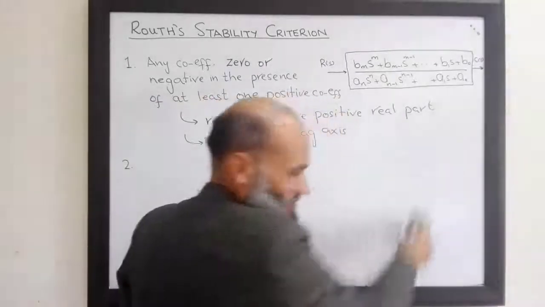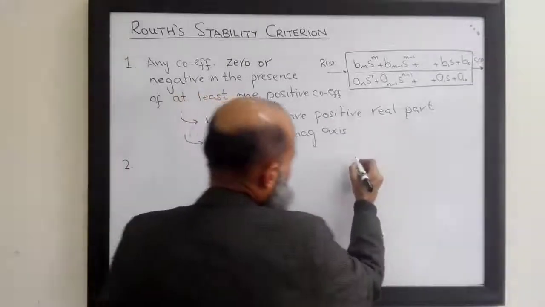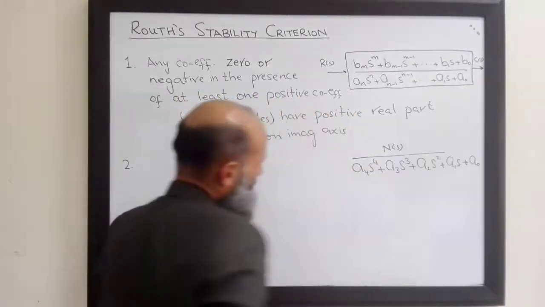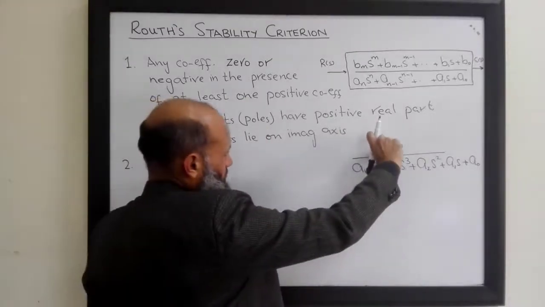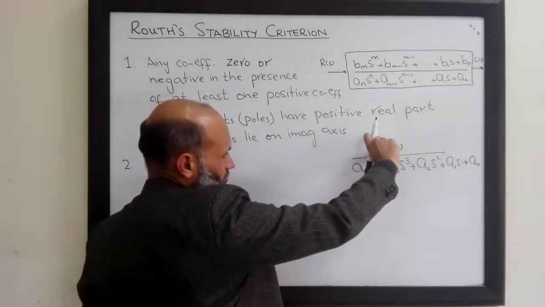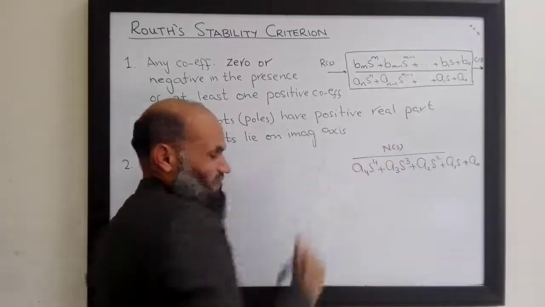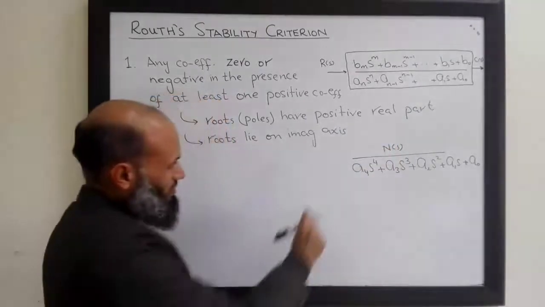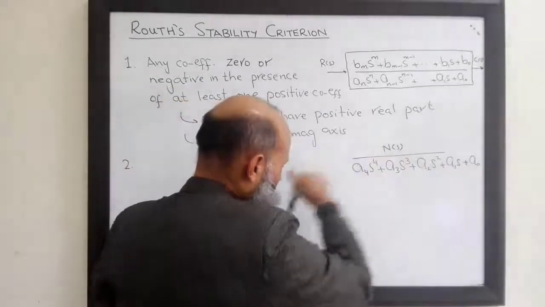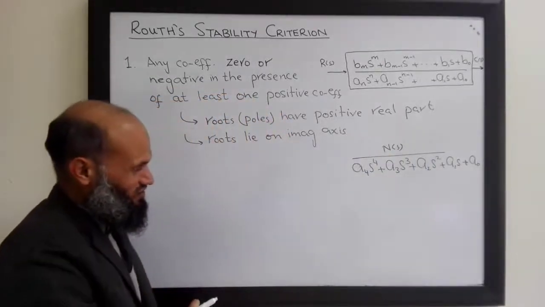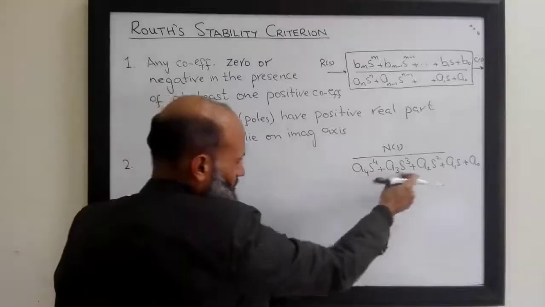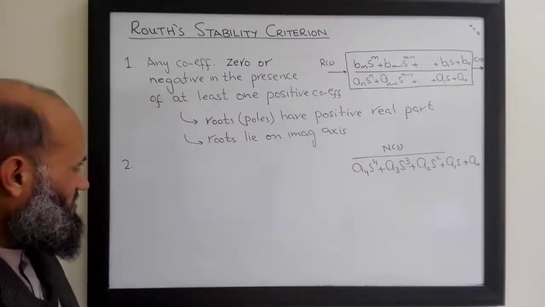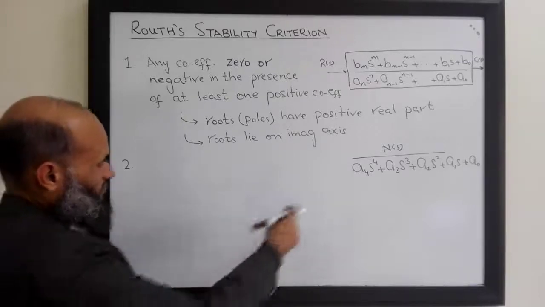So we start with the fourth order denominator polynomial, that is a4 s power 4. We have this system with some numerator polynomial. Numerator polynomial does not affect the stability. This only determines the zeros. Stability is mainly determined by the denominator polynomial. So we have this denominator polynomial, and for this we start the construction of Routh's table.